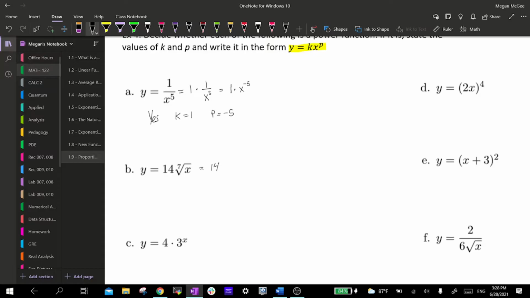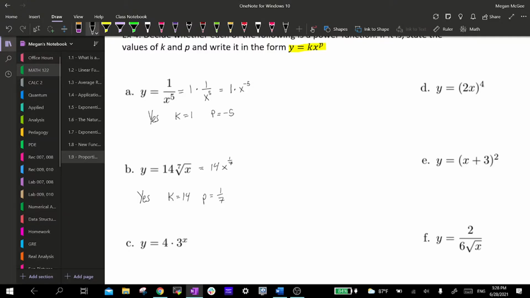So I'm going to leave this 14 here. Writing any kind of root is the same thing as raising x to a fractional exponent. So x to the 1 over 7 is the same thing as the 7th root. All right, so again, yes, this is a power function where k is equal to 14 and p is the fraction 1 over 7.